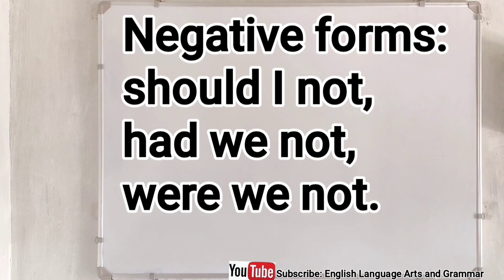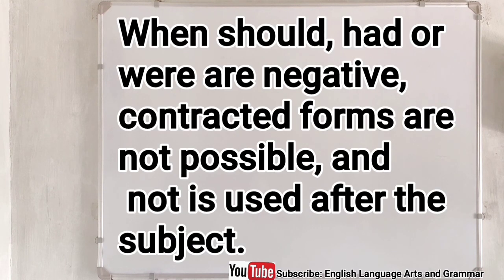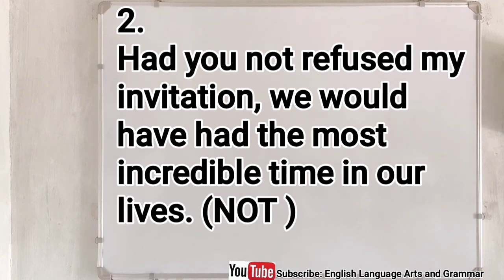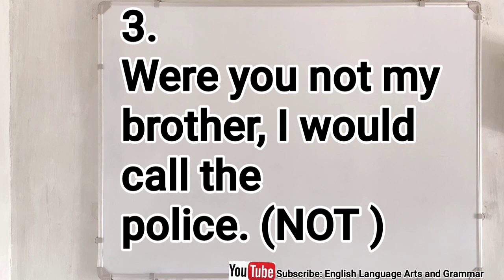Let us learn some negative forms by using should I not, had we not, were we not. When should, had, or were are negative, contracted forms are not possible and not is used after the subject. Some examples. Example 1. Should you not wish to retake the test, you must let us know before the end of June. Example 2. Had you not refused my invitation, we would have had the most incredible time in our lives. Example 3. Were you not my brother, I would call the police.